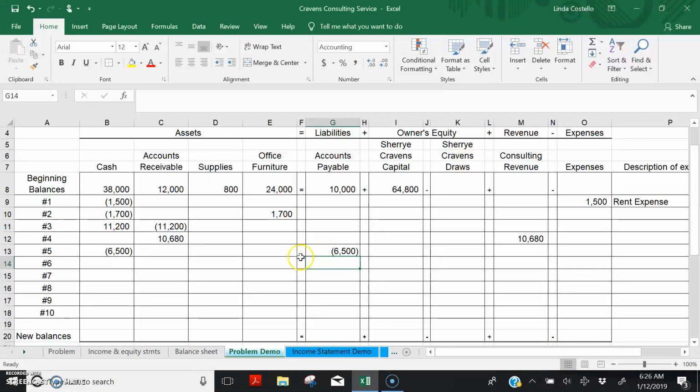Why don't you pause this video and take a few minutes to record transactions number 6 through 10. When you are finished, start the video again to check your work.